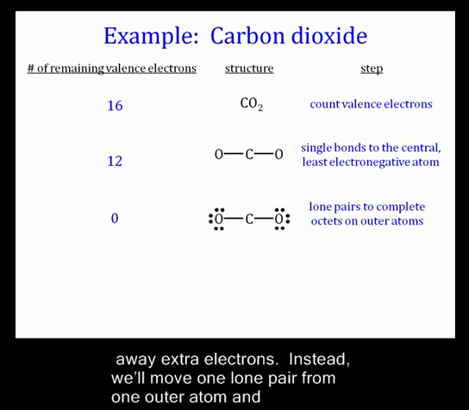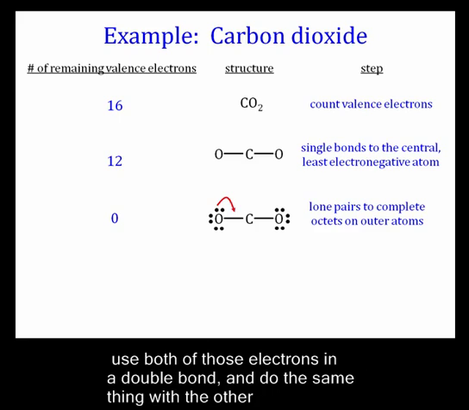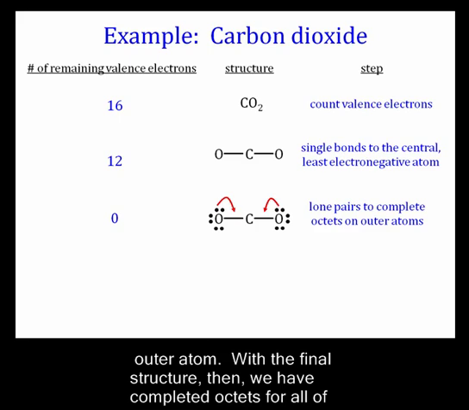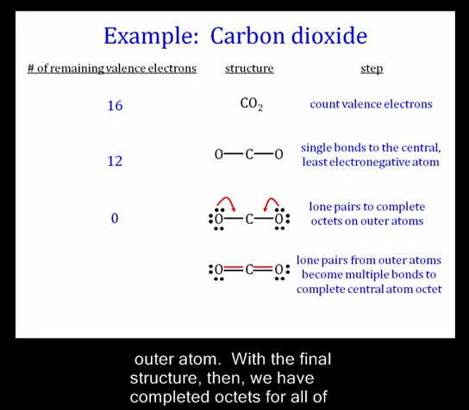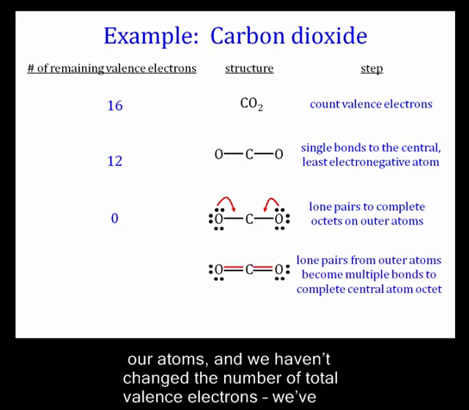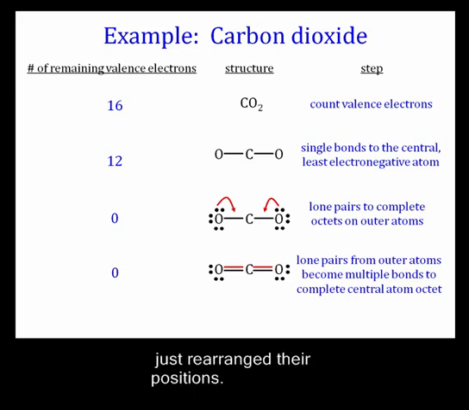Instead, we'll move 1 lone pair from one outer atom and use both of these electrons in a double bond, and we'll do the same thing for the other outer atom. With the final structure, then, we have completed octets for all of our atoms, and we haven't changed the number of total valence electrons. We've just rearranged their positions.